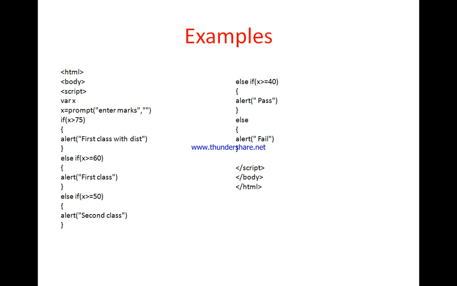After that it goes to the else if condition: x is greater than or equal to 40. If it is true, it displays the message pass. Again if this condition is false, it goes to the else block, and it displays the alert box with the message fail. And after that the script tag is complete, the body tag is complete, then the HTML tag is complete.